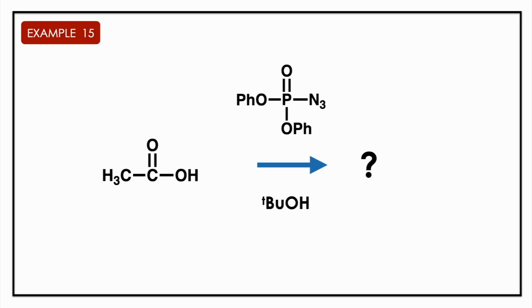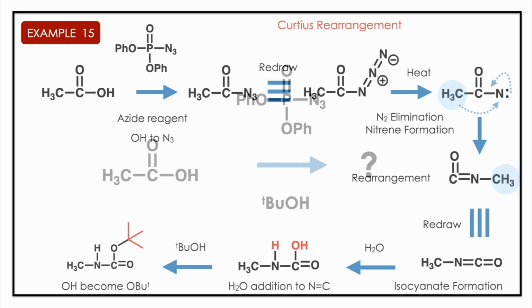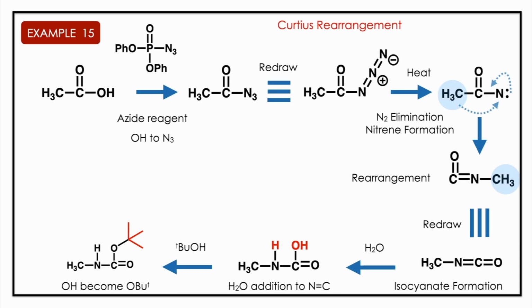Then the next reaction: you have acetic acid, you are using diphenylphosphoryl azide, then tertiary butyl alcohol. You should find what the final product will be. Here the answer will be simple, but you should know the reagents and their purpose. Since you are using diphenylphosphoryl azide, it takes out the OH and converts it into N3, basically a functional group conversion of acid into azide.